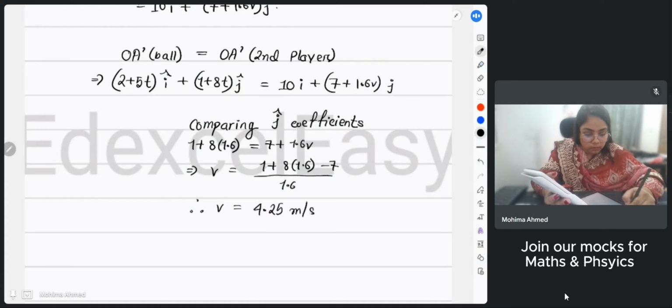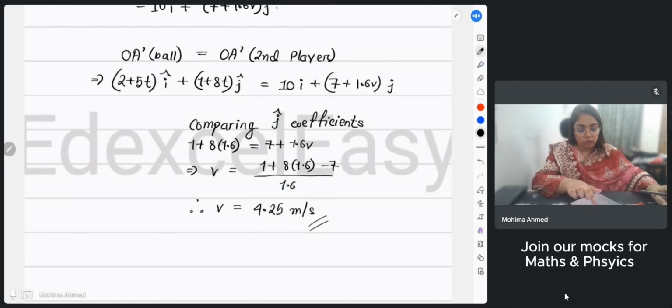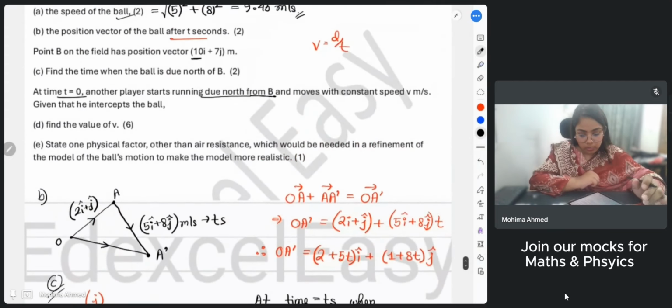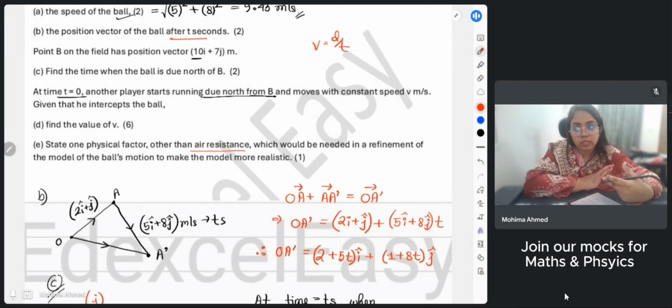Okay. Now after this, for the last part, part E, it says: state one physical factor, other than air resistance, which could be needed in a refinement of the model of the ball's motion to make the model more realistic. As this is a one mark question, as I have already said, air resistance cannot be a possible answer. In that case, you can write that there could be possible friction, which means that the second player or the first player also could not move with a constant velocity, right? They must move with either acceleration or deceleration.